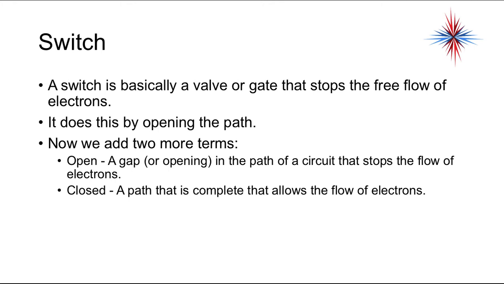Now we add two more terms. Open is a gap or an opening in the path of an electrical circuit that stops the flow of electrons. Closed is a path that is complete and allows the flow of electrons.